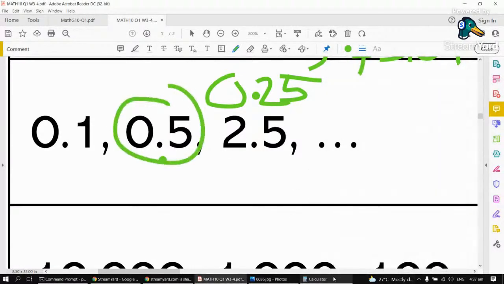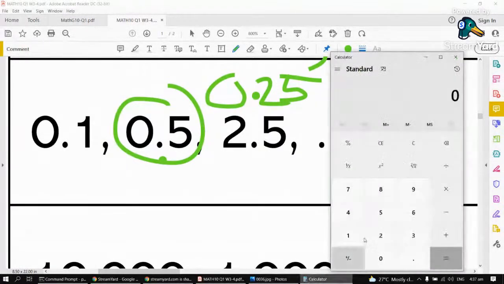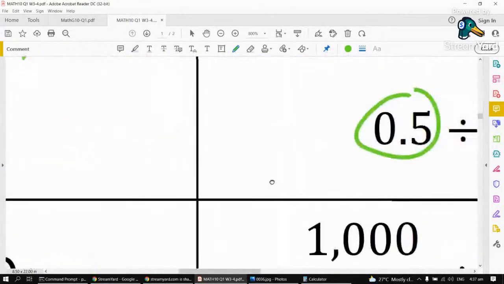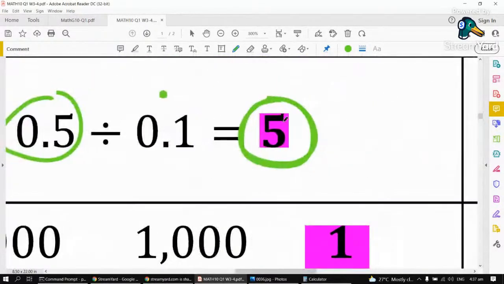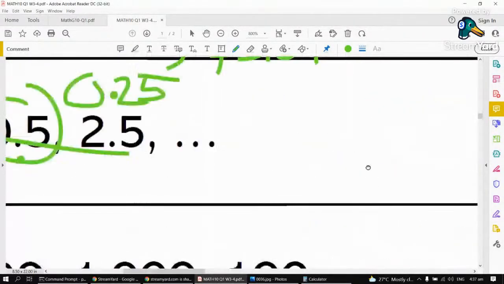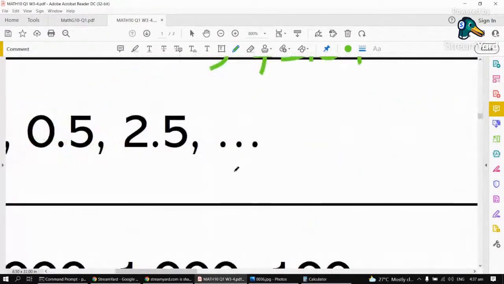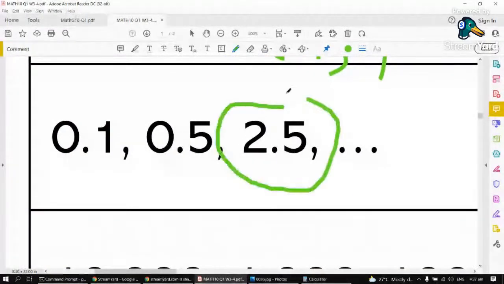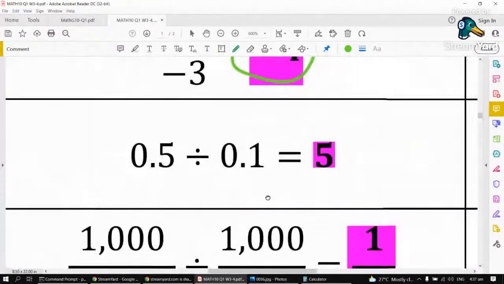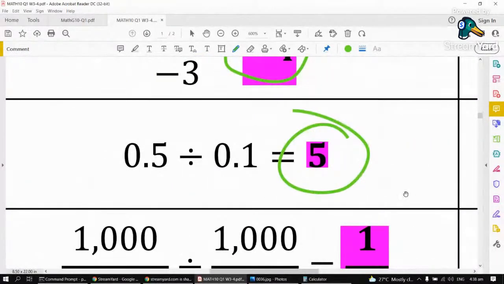0.5 times the common ratio 5, times 5, that's equal to 2.5. So tama pala to, no? Tama to, 2.5. Okay? So alam na natin ang ating ratio.